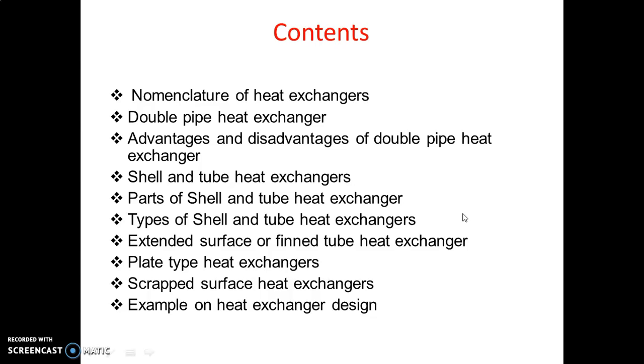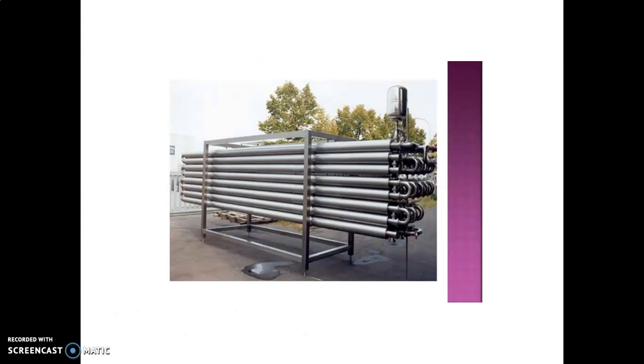In the last lecture I had discussed how to give names to heat exchangers depending upon their uses. Then I discussed double pipe heat exchangers, and their advantages and disadvantages. Then the most common type of heat exchanger is the shell and tube heat exchanger, which we have already discussed. In today's lecture we will discuss the parts of shell and tube heat exchangers. So let us start the lecture.